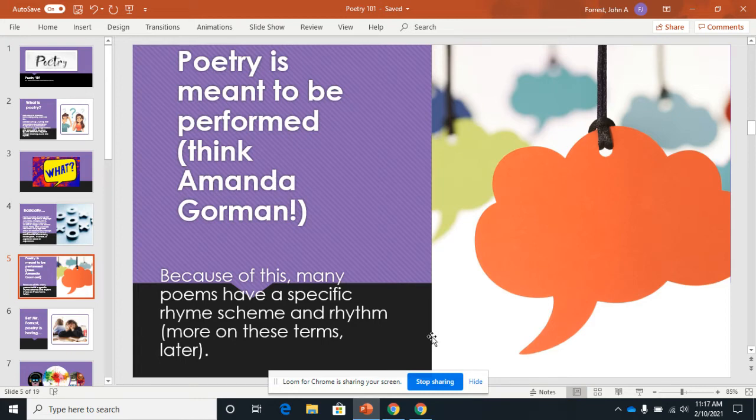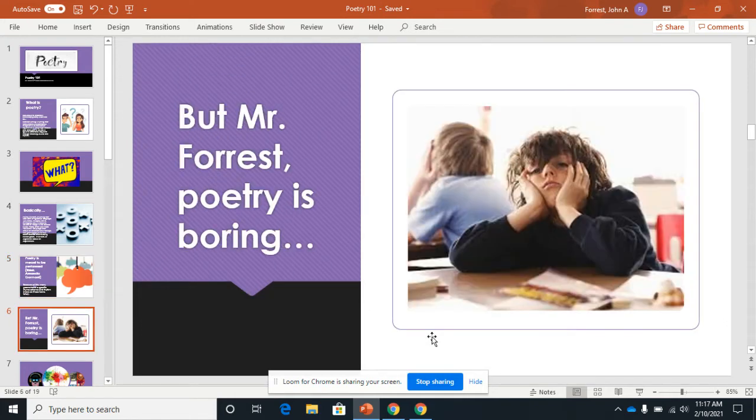And so, because it's supposed to be more of a musical type performance, poems oftentimes, not always, but oftentimes have a specific rhyme scheme and rhythm. And we're going to talk about rhyme scheme and rhythm later on in this presentation. But again, Mr. Forrest, poetry is boring. I don't like it. I hate it. It's confusing. It's difficult to understand. Why can't they just come out and say it easily?